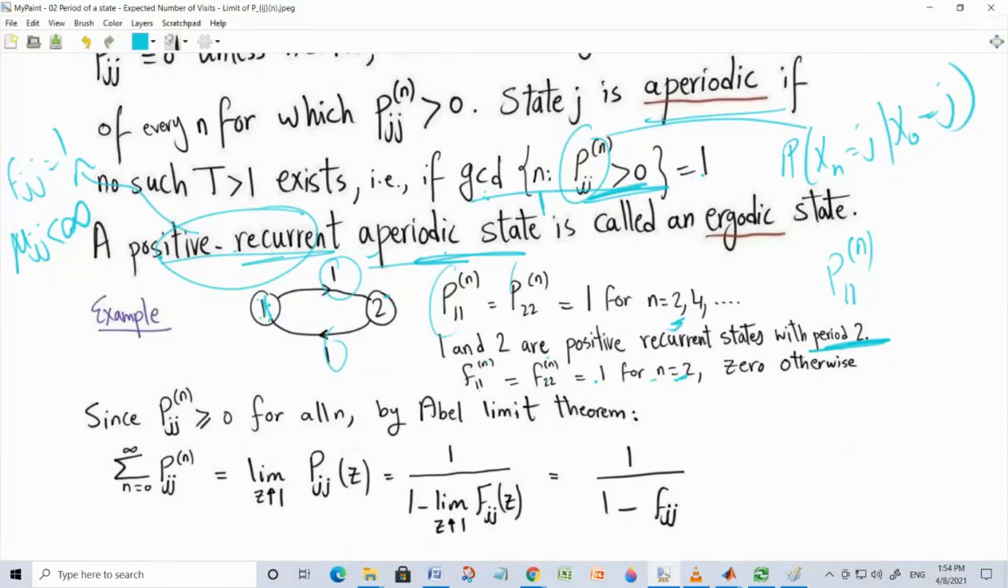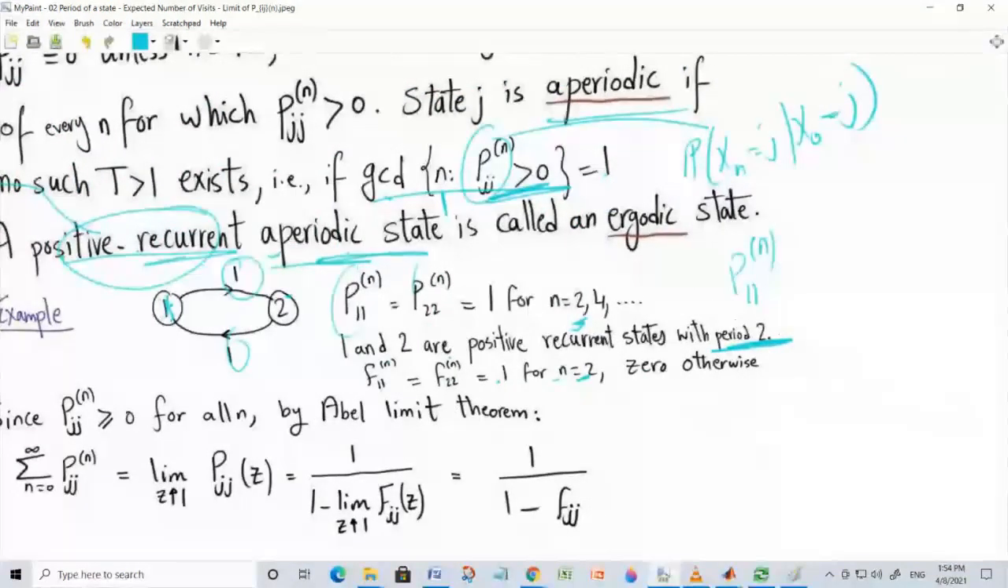So both the states are recurrent states. And what is the mean recurrence time?